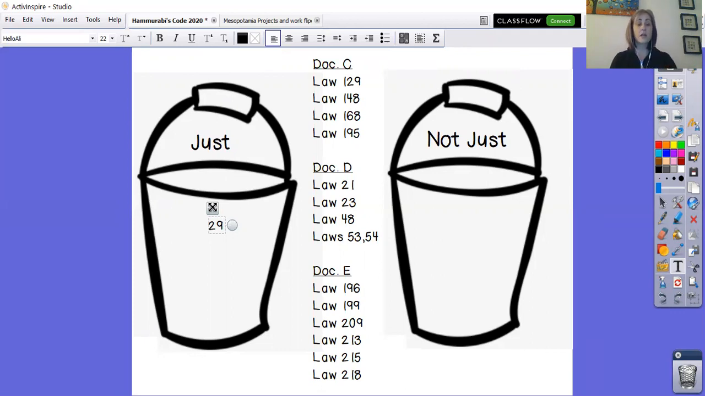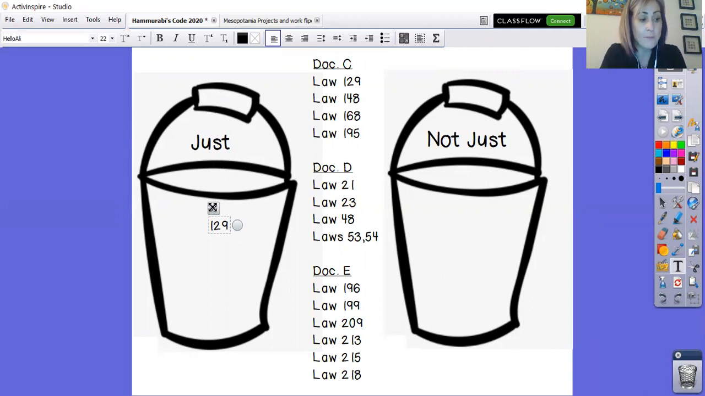All right. So again, law 129. Oh, shoot. That should have been 129. Sorry, guys. Law 129. If a married lady gets caught cheating, they're going to drown him. Just, unjust. Put it in which bucket you believe.